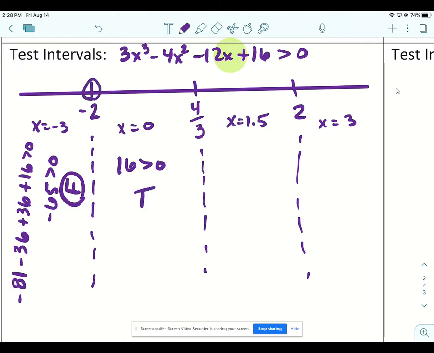Now these, we didn't have the or equal to bar. It was just greater than. So these are all open circles. And I'll shade between.